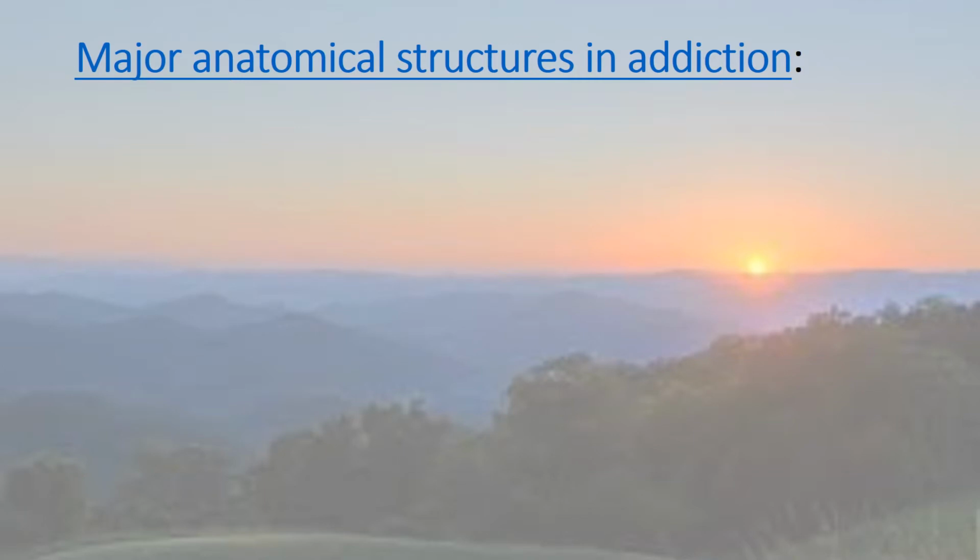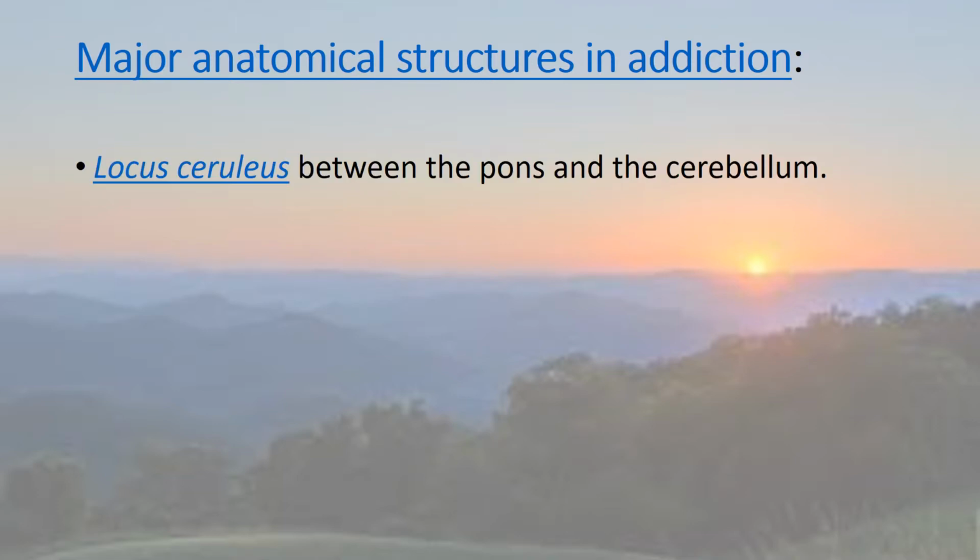The locus coeruleus is between the pons and the cerebellum. There are many changes in this part of the brain that happen with those prone to addiction. These changes are passed along genetically.